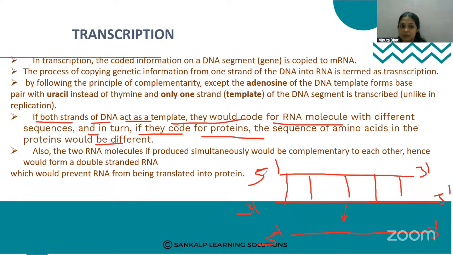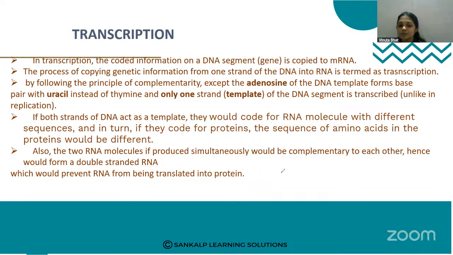I will explain this. Also, RNA molecules, if produced simultaneously, would be complementary to each other, hence would form the double strand RNA. Now see, if RNA formation happens from one DNA strand and RNA formation also happens from the other strand, then there is a double strand RNA, which would prevent the RNA from being translated into protein. So RNA should always be single strand. Protein production happens from single strand RNA, right? But here, how is the single strand RNA produced from double strand DNA?